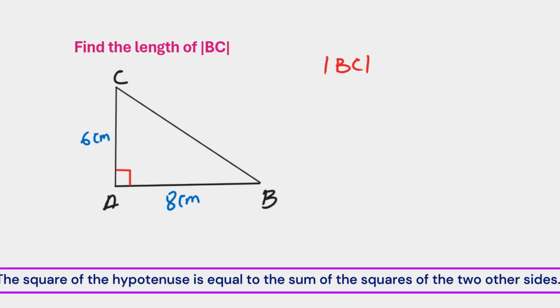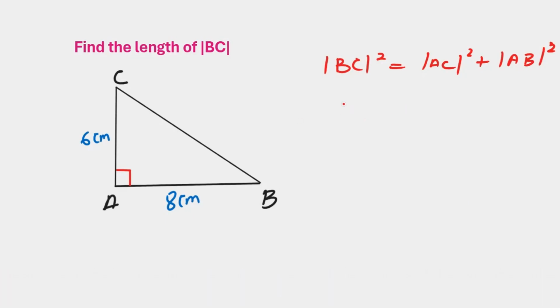So the square of this, that is BC squared, is equal to the sum of the squares of the two other sides. These are the two other sides, AB and AC. So that's going to be the square of AC plus the square of AB. So that's the Pythagoras theorem. So we just have to do substitutions here to find the side BC. So we have BC squared is equal to AC, that is 6 centimeters, so 6 squared plus 8 squared.